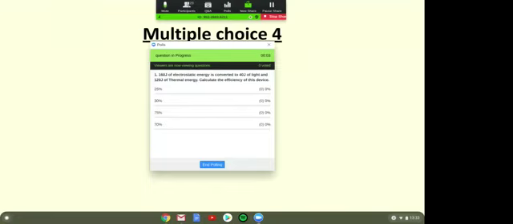So question 4 is: calculate the efficiency of this device. We've got 160 joules of electrostatic energy converted to 40 joules of light and 120 joules of thermal energy. So you need to calculate the efficiency of that device. Remember, you do useful energy divided by total energy input and times it by 100.